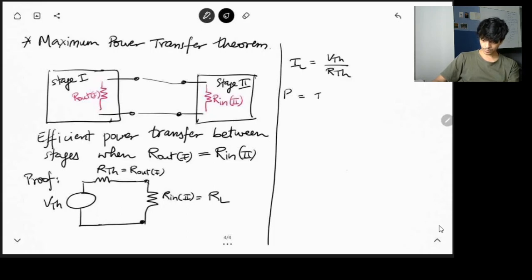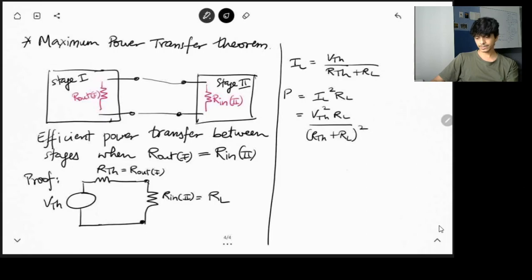So power is going to be IL square times RL, which is VTH square RL divided by RTH plus RL, because we have connected the load in series with the Thevenin resistance. So this is RTH plus RL the whole square.